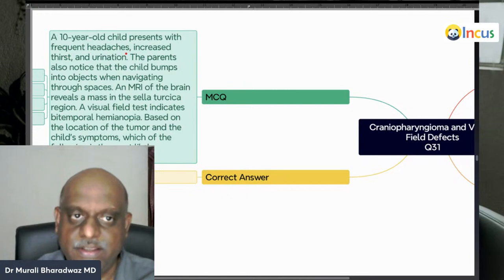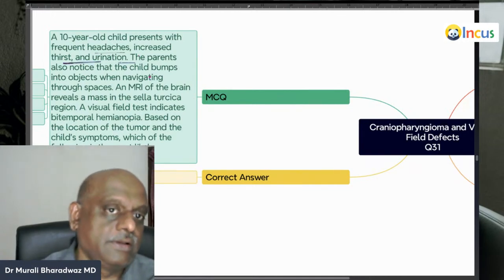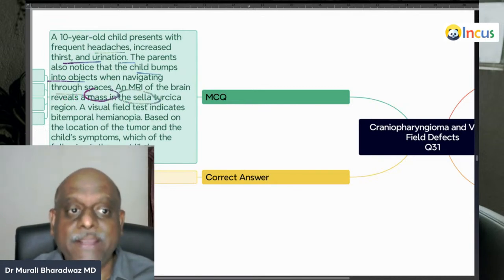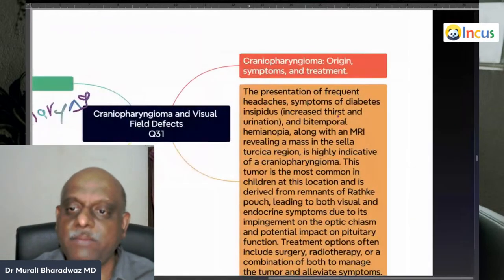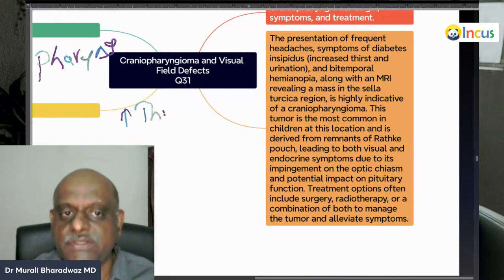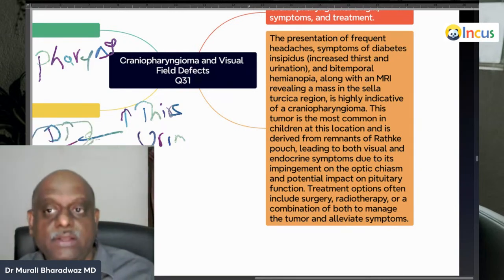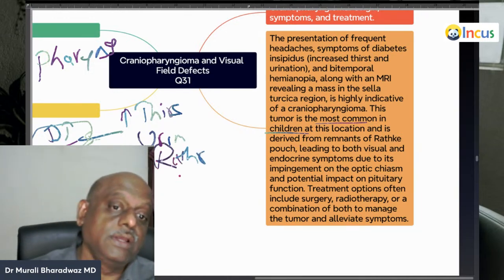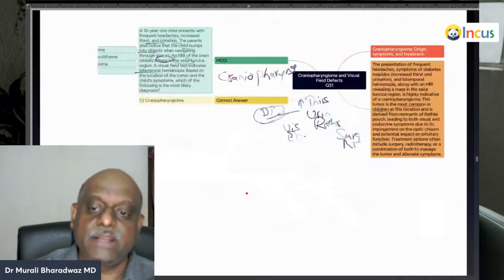A 10-year-old with frequent headaches, increased thirst, urination, bumps into objects when navigating through space, mass in the sellar region, bitemporal hemianopia. So what is this, doctor? This is craniopharyngioma, the typical thing that you need to remember. Increased thirst and urination, so what does it indicate? Diabetes insipidus. Typically, it is a suprasellar mass lesion. It is the most common in children at this location. It is derived from Rathke's pouch. It leads to visual symptoms and endocrine symptoms. Treatment is surgery and radiotherapy, is what you have to remember.